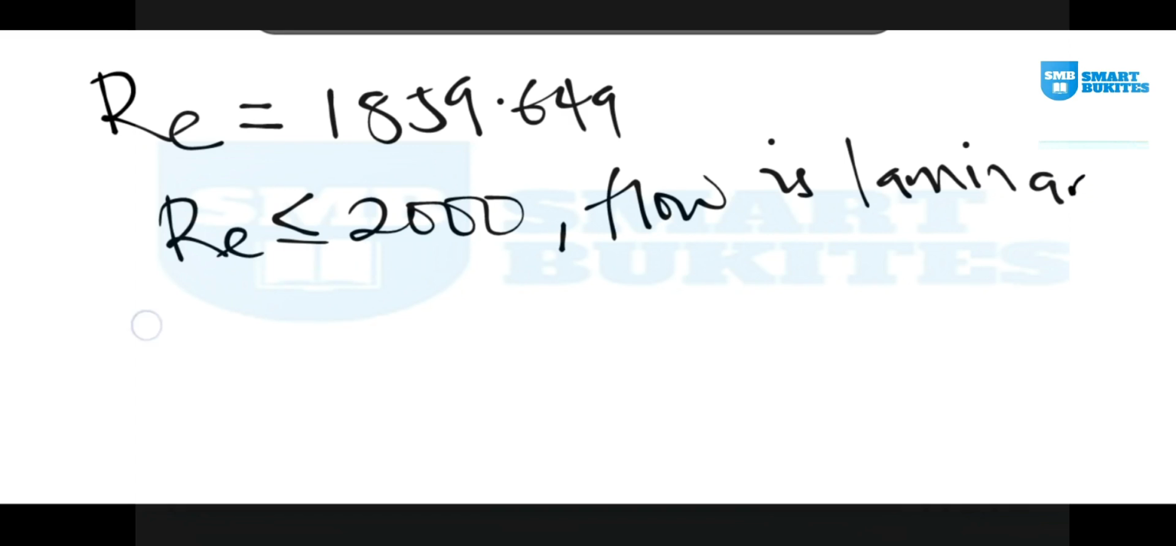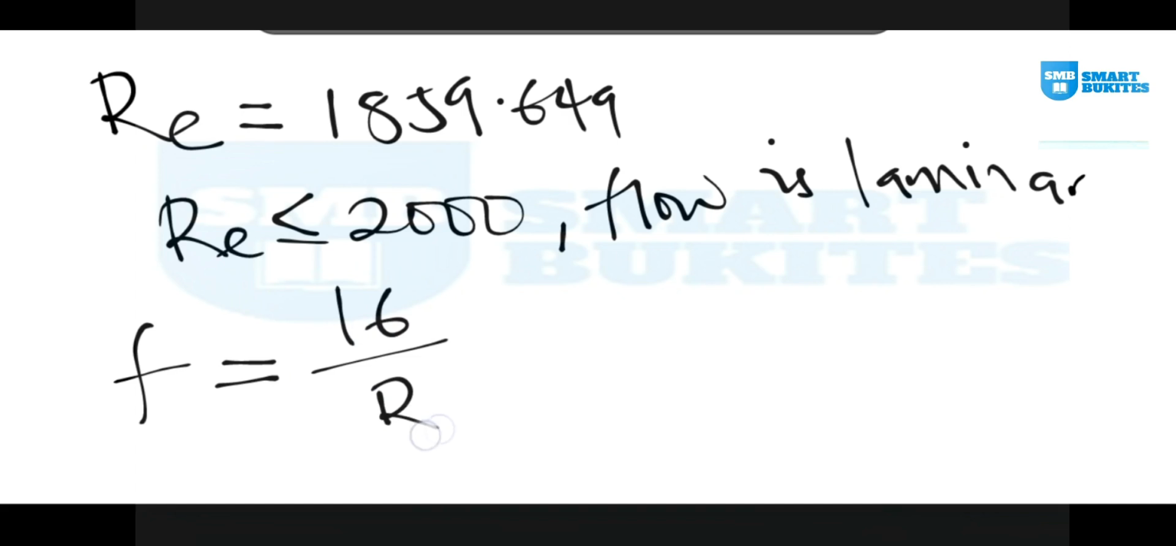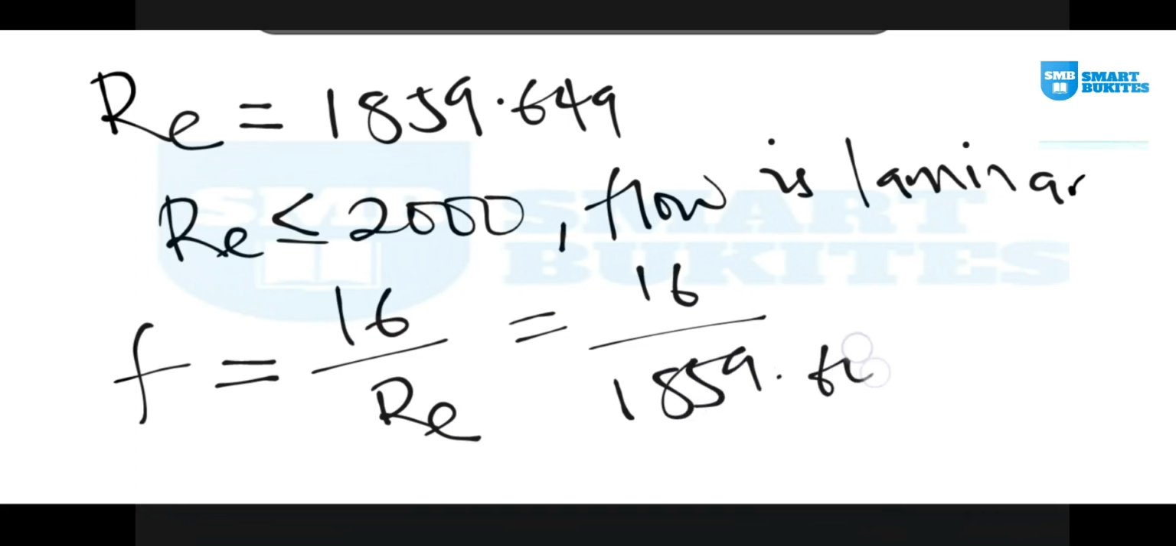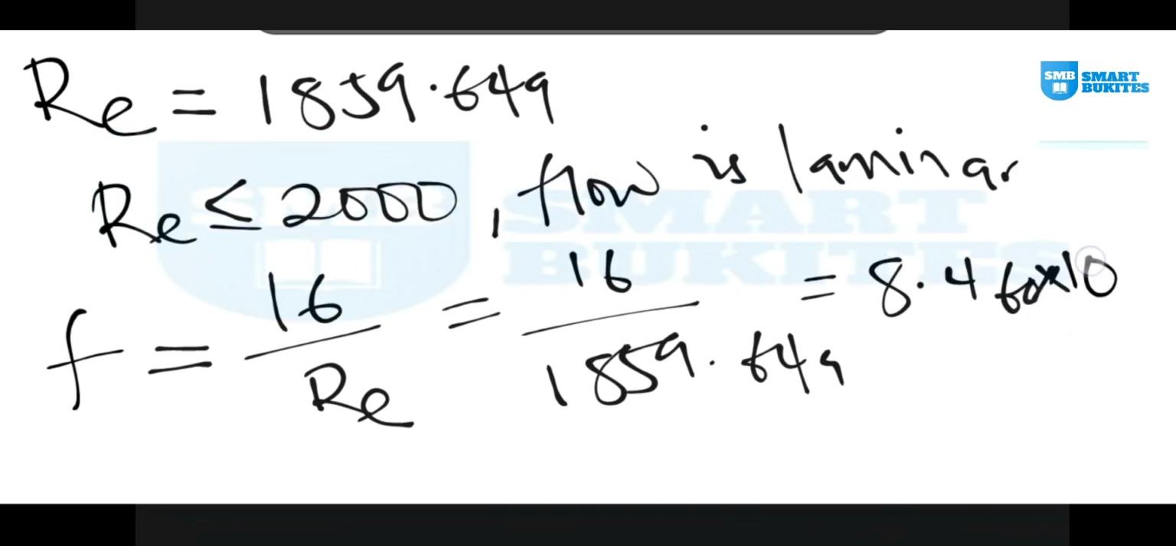So for the friction factor, it has a different formula for laminar flow, which is not what we are going to treat now. I'm just going to take the formula we are going to use. The friction factor for laminar flow in a tube or a pipe is 16 over the Reynolds number. We now have 16 divided by 1859.649, which from my calculator gives me 8.460 times 10 to the power of -3.